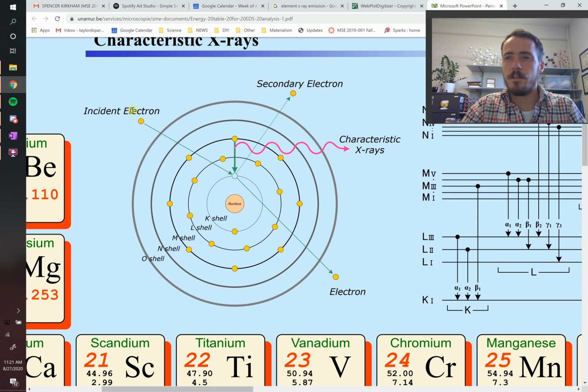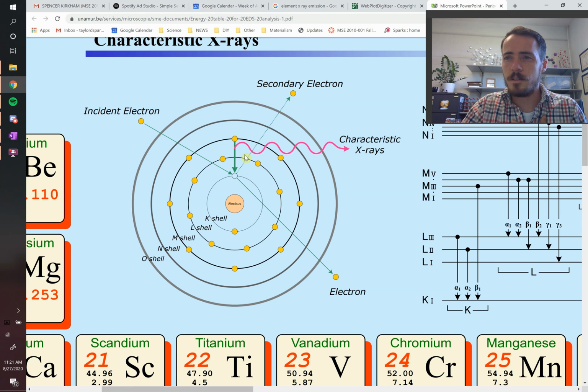but it's a good way to show the concept that in comes your incident beam of electrons. It smacks into one of these innermost electrons, like this guy right here. It knocks it out, so this one's out of the picture now. Well, what's going to happen? Electrons that are out here are negatively charged, and by falling down, they could get closer to that positively charged nucleus. So they're going to want to do that.